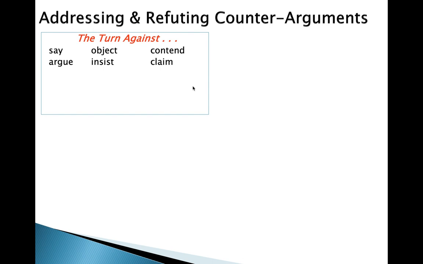Opponents argue, proponents insist, some claim. Again, all of this language is a signal to your readers.